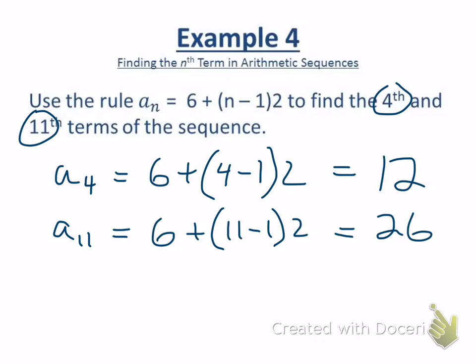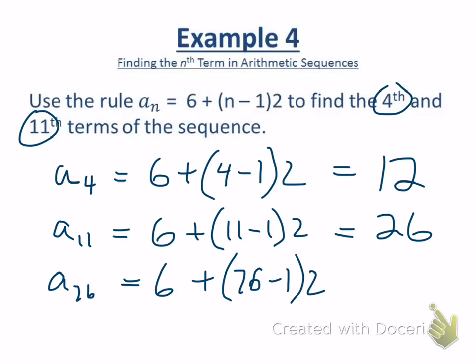26. Right. The 76th term of the sequence is 6 plus 76 minus 1 times 2. That's 156. Okay? So this rule is extremely useful for generating sequences for as long as you need to generate a sequence of numbers.